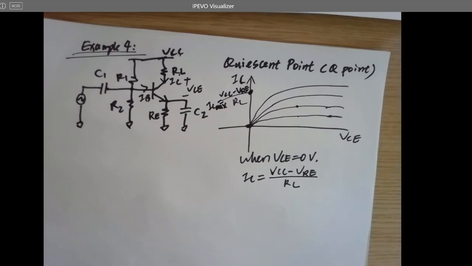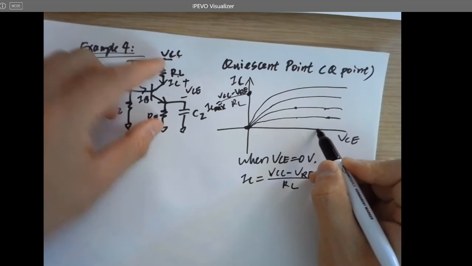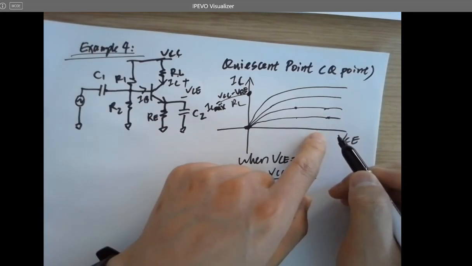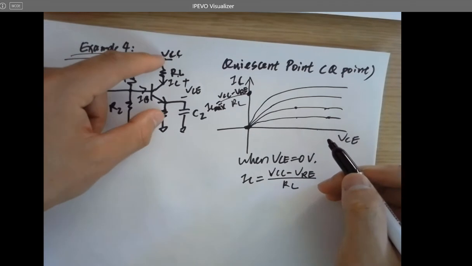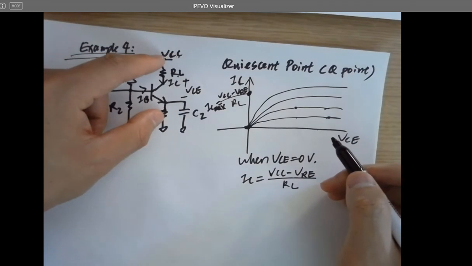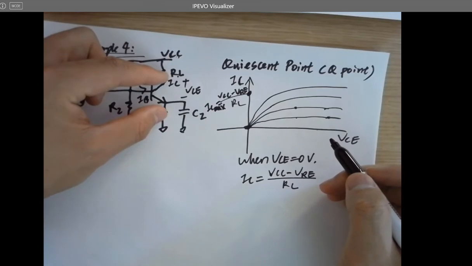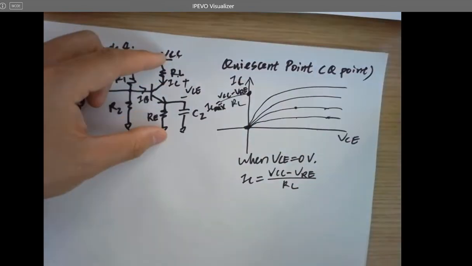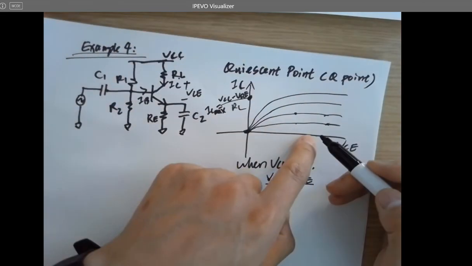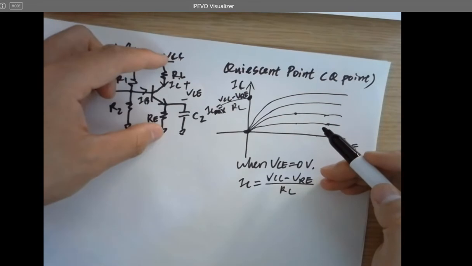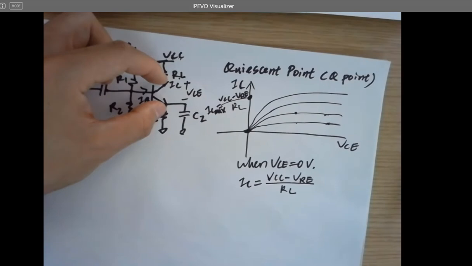So what about when IC is 0, what is VC here at the x-axis? If IC is 0, no current flows through the channel, so no voltage drops. You totally have VCC. So what's going to be dropped across VCE will be VCC still. So when IC is 0, VCC will be VCE, right? Any questions?